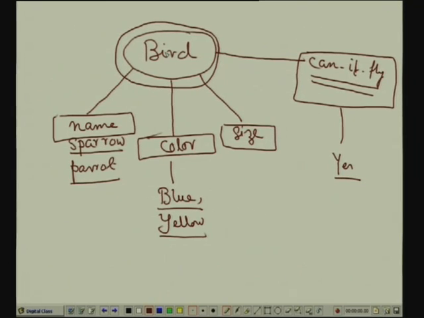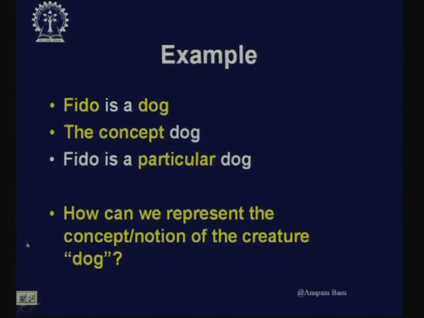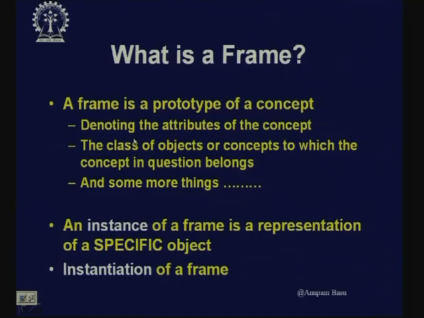So, now let us go back to this description. A frame is a prototype of a concept which will describe the attributes of the concept, and by that I mean the class of objects or concepts to which the concept in question belongs, all right. One thing that I have not said till now, and some more things. Now, what do we mean by this? The class of objects or concepts to which the concept in question belongs.